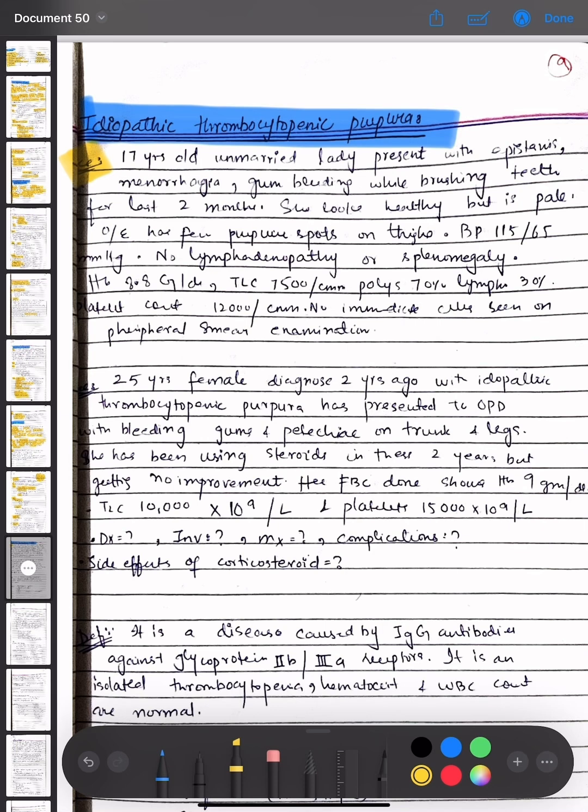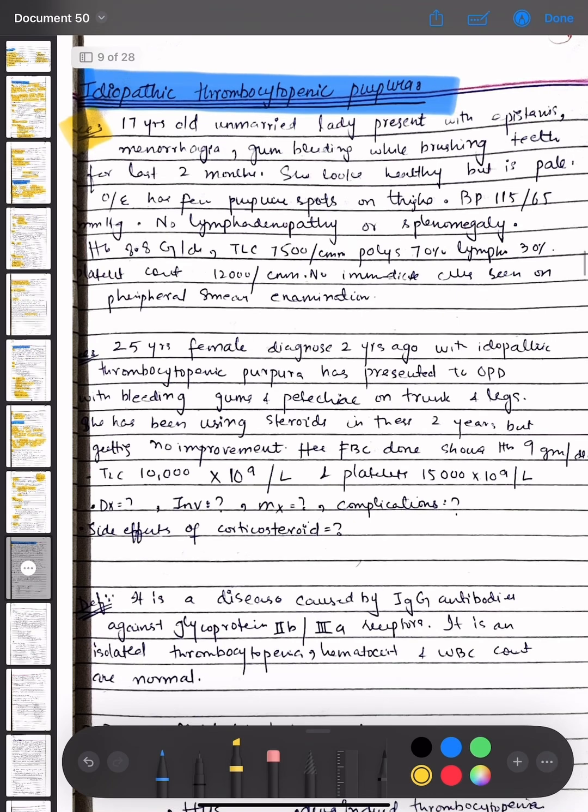On examination, has few purpuric spots on thighs. BP is 115 by 65 mm of Hg. No lymphadenopathy or splenomegaly is present. HB is 8 gram per dl. TLC 7500 and polymorphs 70%, lymphocytes 30%. Platelets count 12,000 and there are no immature cells seen on the peripheral smear examination.